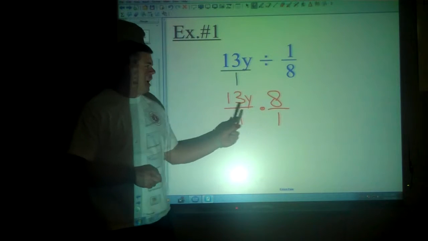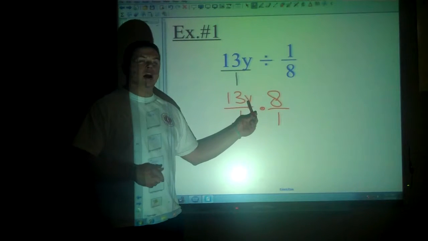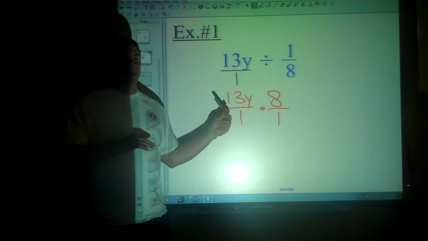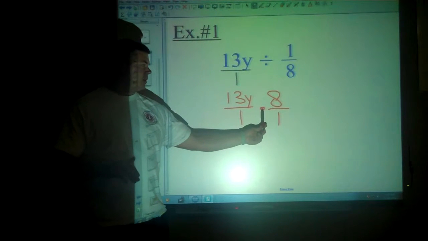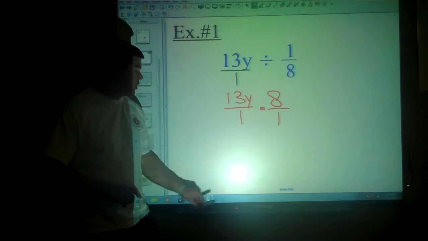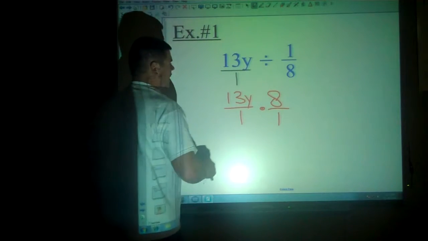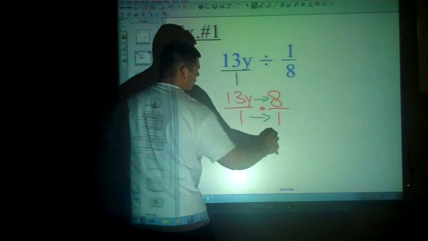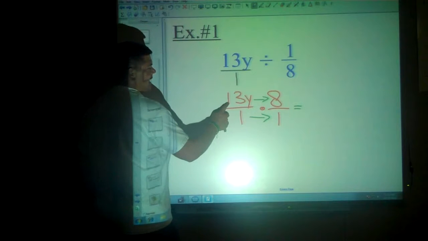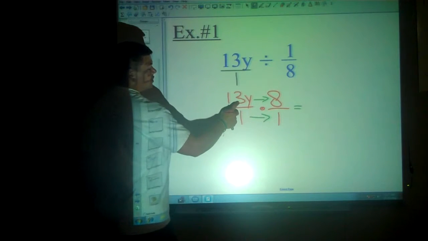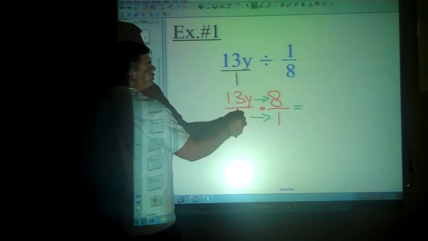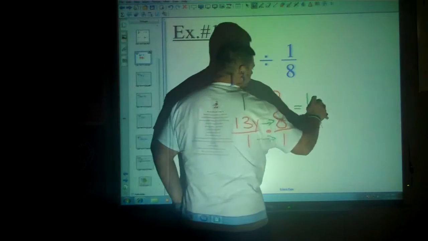Now somebody will say, but Corey, how can you multiply 8 times 13y? They don't have like parts. They don't have to have like parts for multiplication. They have to have like parts for addition and subtraction. These two can just multiply straight across. 8 times 10 is 80. 8 times 3 is 24. If you add 80 and 24 together, you get 104.